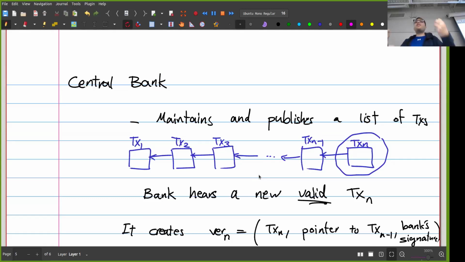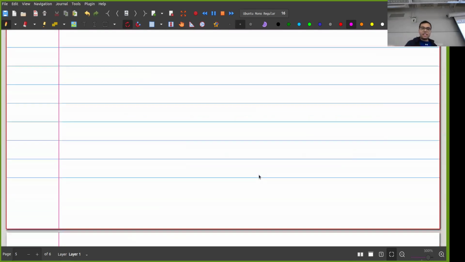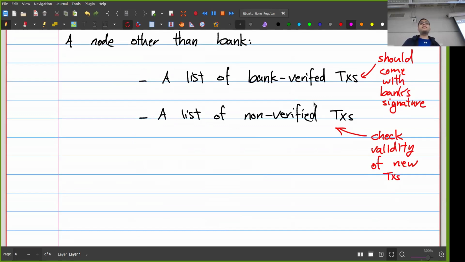So again, imagine that I want to make a transaction and I'm even willing to pay the transaction fees, but for some reason, the bank just hates me. The bank can censor my transactions here. Because any transaction that doesn't get verified by the bank, any transaction that doesn't have the bank's signature would never be added to the list of bank verified transactions. So from the point of view of all the other nodes, I just don't have that transaction.